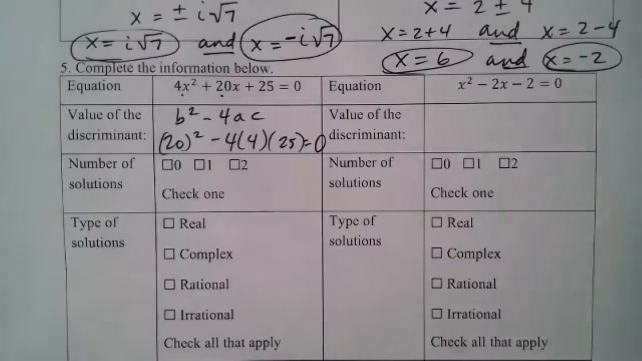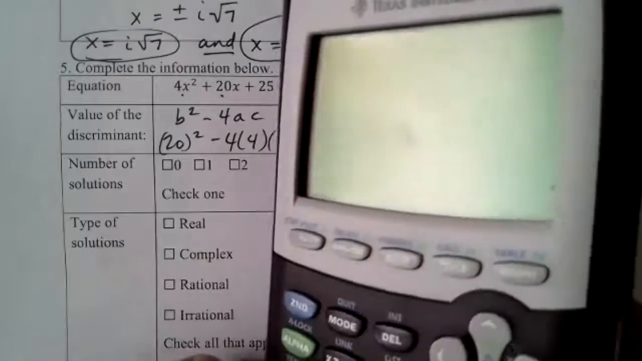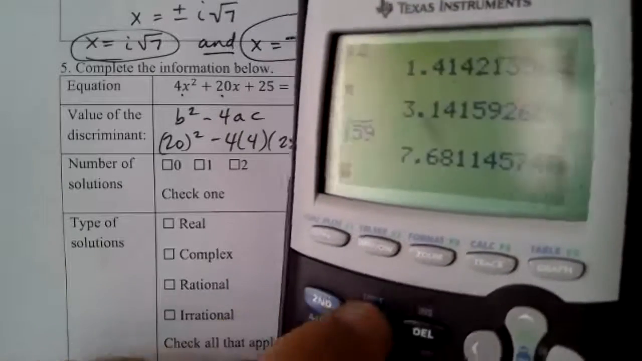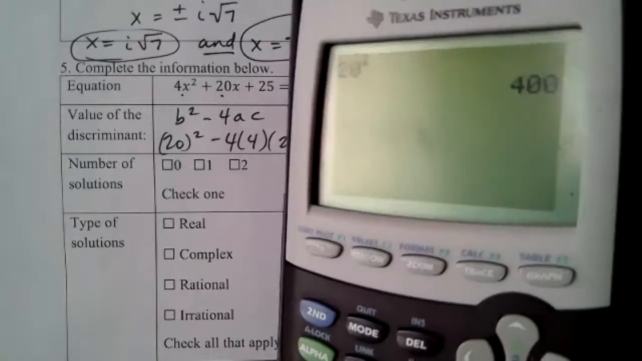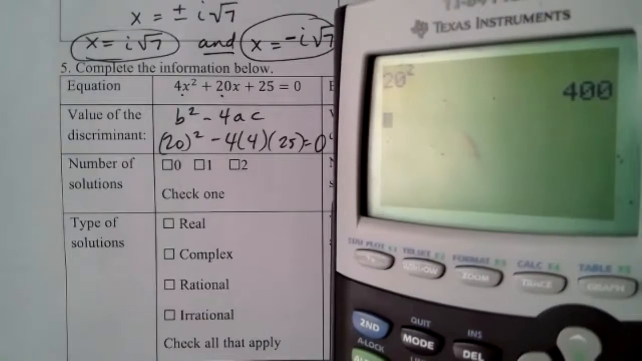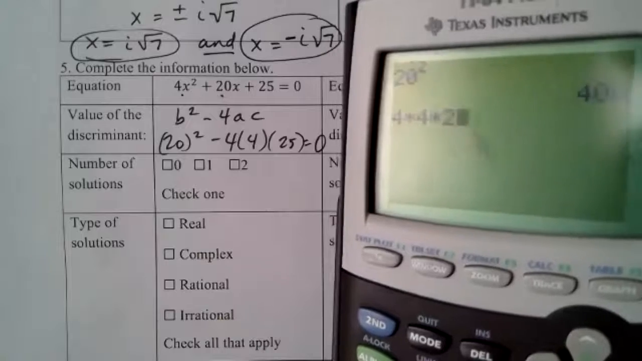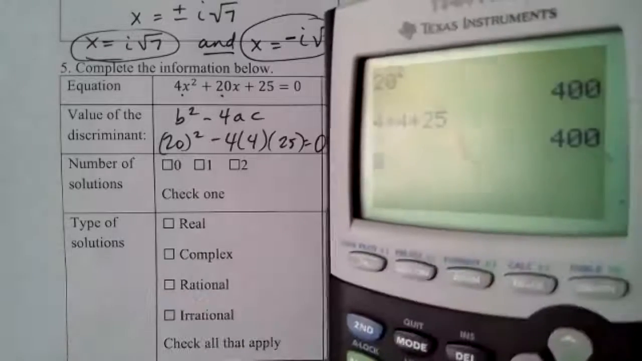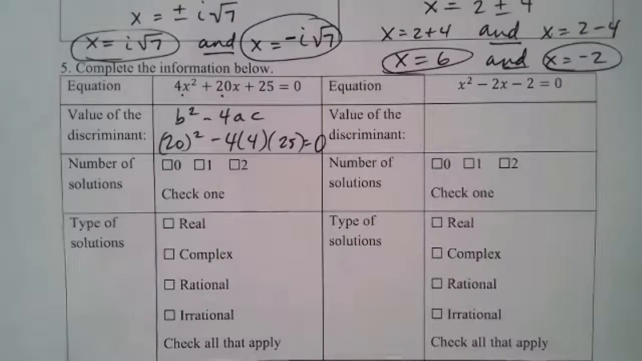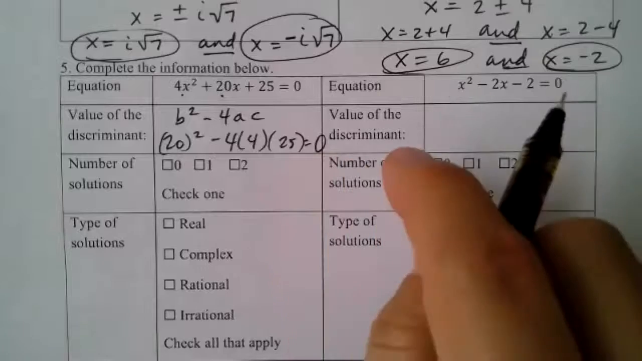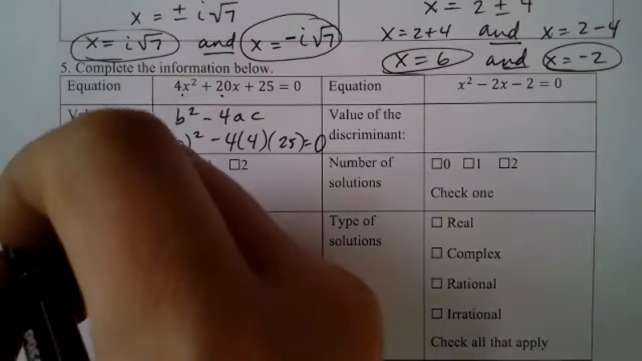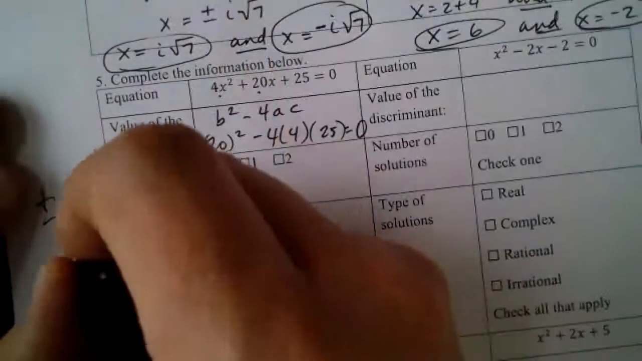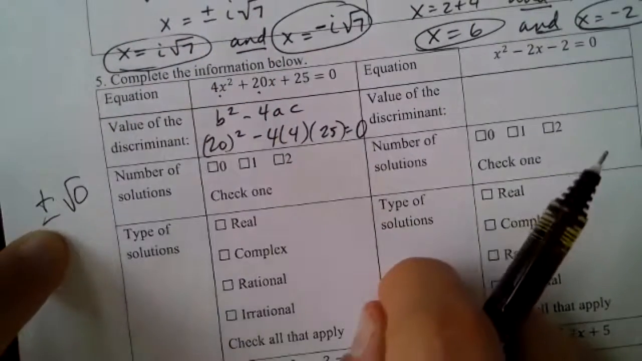I'm going to show that to you. So the discriminant is going to be, second mode clear. So if you do 20 squared, you get 400. And then if you do 4 times 4 times 25, you get 400. So if you subtract those two, you get 0. And when your discriminant is 0, that means you neither add nor subtract a square root. So if you add or subtract the square root of 0, there's no point, right?